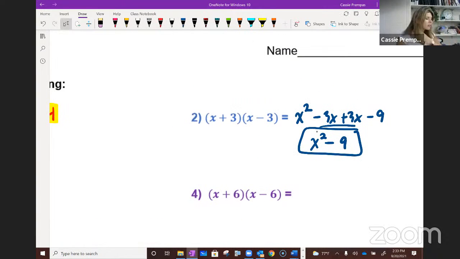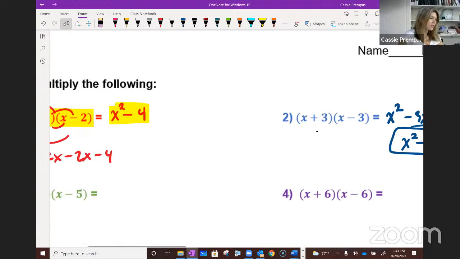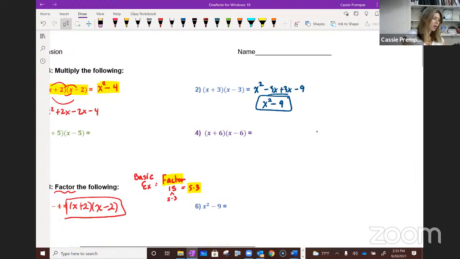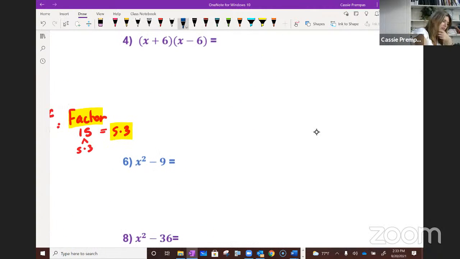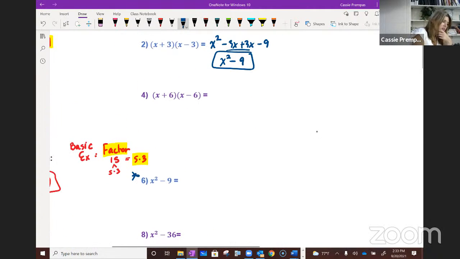All right, guys, you and your partner should have gotten x squared minus 9. Let's see if we can then go to the color coordinated one, number 6. What do you think x squared minus 9 factors down into? Good, x plus 3, x minus 3.